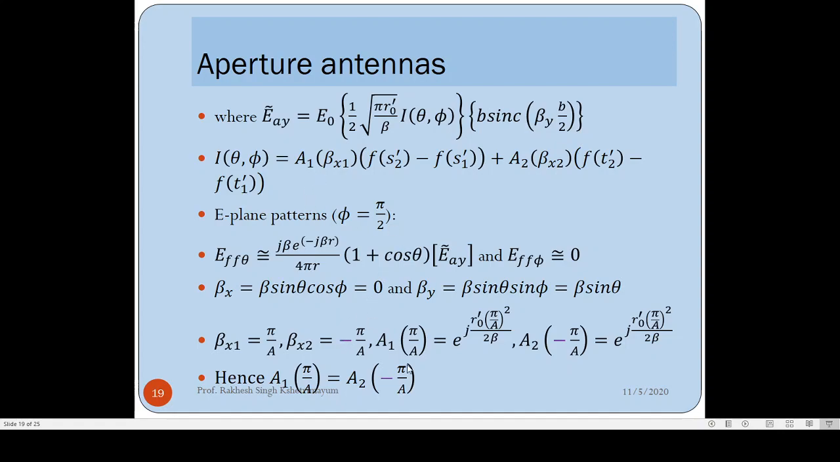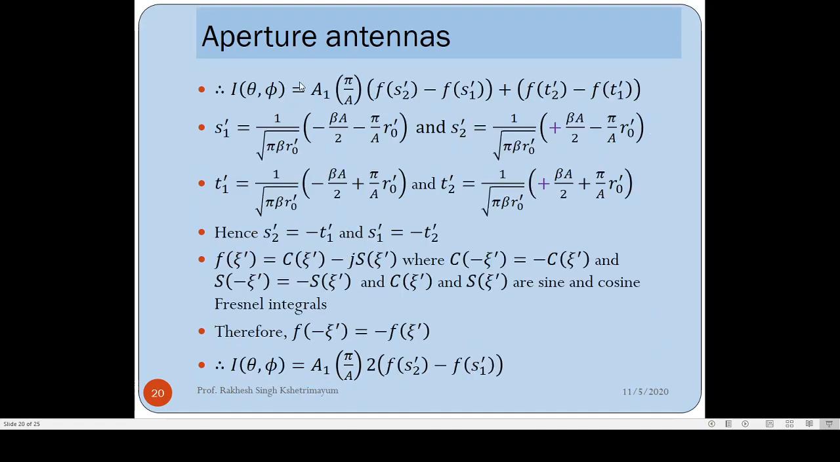So if you find out, a1 was exponential j beta r naught ds beta x1 whole square by 2 beta. So beta x1 is pi by a here, and for a2 it is minus pi by a. So minus pi by a whole square, then it becomes positive. So what we are observing is that this constant a1 and a2 are equal for this particular case, when we are considering the E plane at phi equal to pi by 2. So we can simplify this expression for I. Now I will have only one constant a1, which is dependent on pi by a.